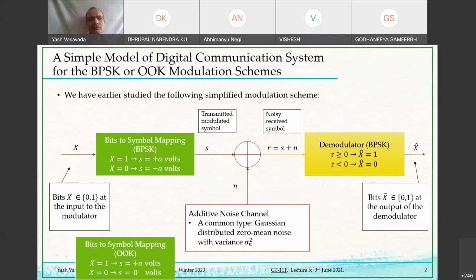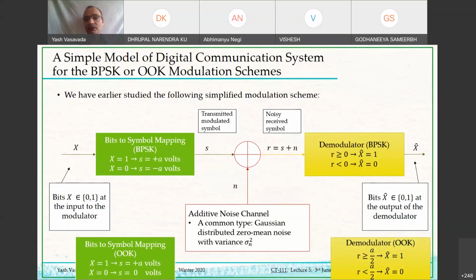Now, this is for the BPSK. There is an alternate modulation scheme which is called on-off keying, which is very similar to BPSK. The only change is that X equal to 0 is mapped to S equal to 0 volts, meaning that whenever you want to transmit bit 0, you just switch off the transmitter. You don't transmit anything. That is the only change. And in that case, the decision boundary becomes A divided by 2. Why it is A divided by 2, I will let you figure it out.